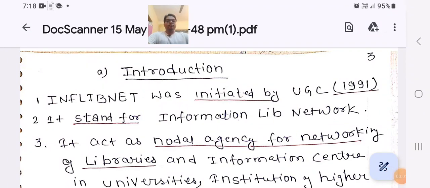In this video, we are going to discuss INFLIBNET. First, introduction. INFLIBNET was initiated by UGC in 1991. INFLIBNET stands for Information and Library Network.